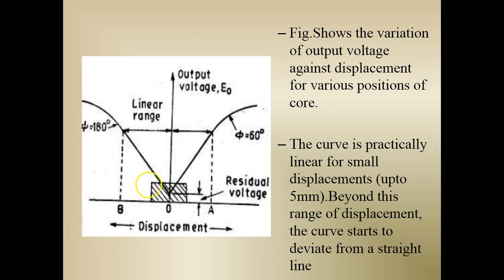When the displacement is 0, that is core at null position, we see the output voltage at null. When the core has moved to the left, it is indicated by phi equal to 60 degrees. And for the core at right, the output voltage is out of phase by 180 degrees. So that is our core at right position. The curve is practically linear for small displacements up to 5 mm. Beyond this range of displacement, the curve starts to deviate from the straight line.